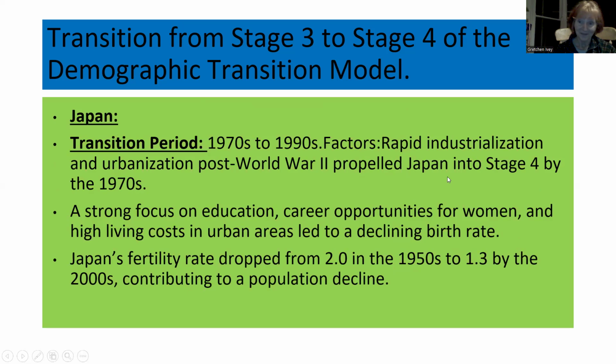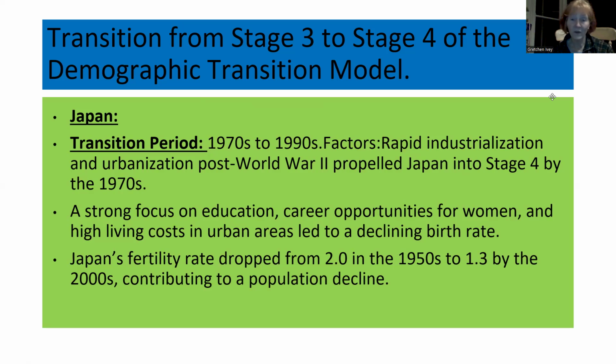Japan. So their transition period was from about the 1970s to the 1990s. So again, they went through a period of rapid industrialization and urbanization post-Second World War. They had to, because unfortunately, many of their cities were destroyed in the Second World War, which propelled Japan into stage 4 by the 1970s.